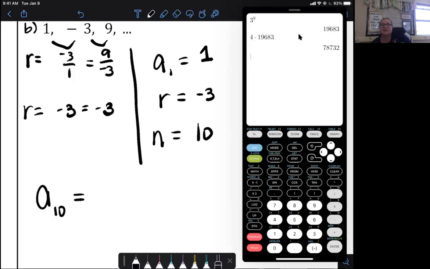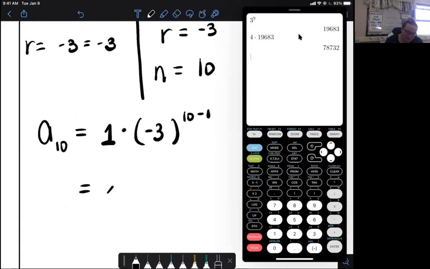All right, so you should have found that your common ratio is -3. You're multiplying each term by -3 to get to the next one in the sequence. A sub 1 is 1, r is -3, n is 10. We're going to plug this into our explicit formula. We're going to have 1 times -3, and we want to make sure that negative is in parentheses because we're taking it to an exponent, to the n minus 1, so 10 minus 1. So this would be equal to 1 times -3 to the 9th power. We're going to take -3, and I'm going to use that caret button to the 9th power.